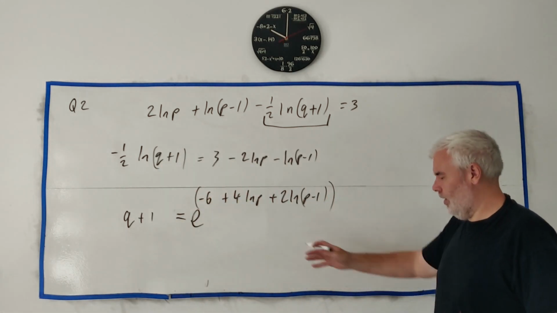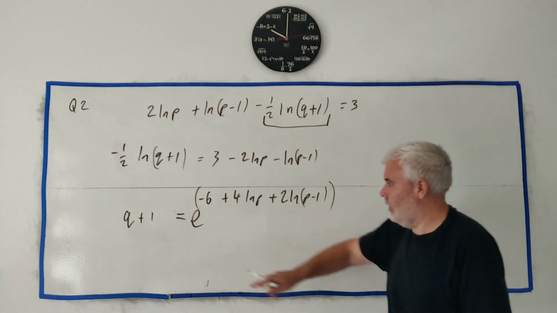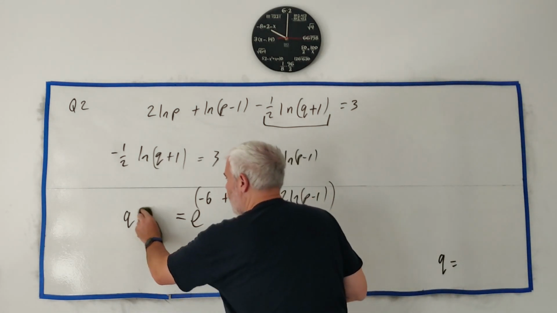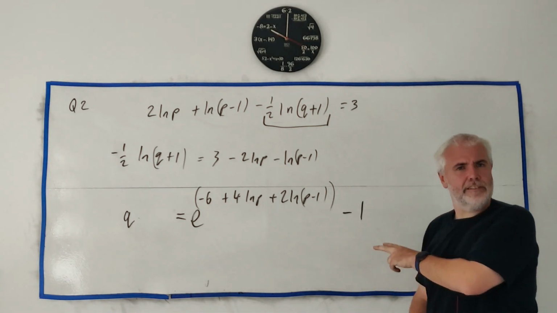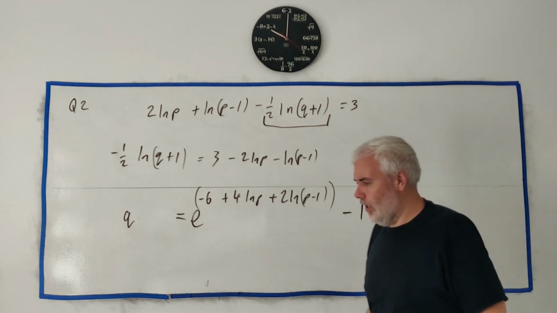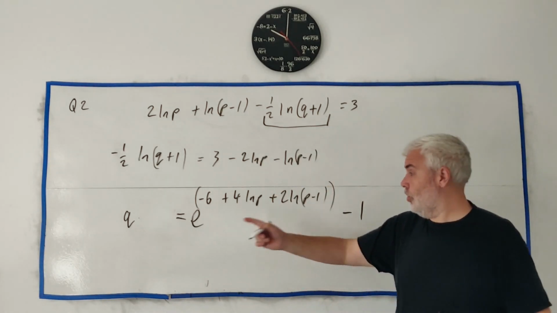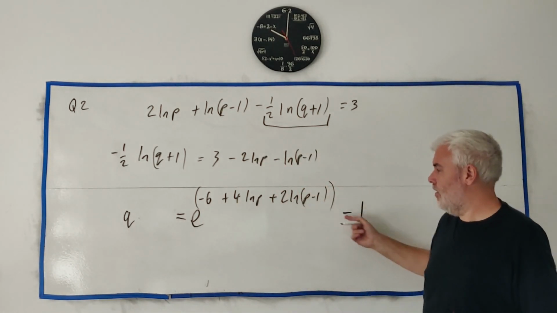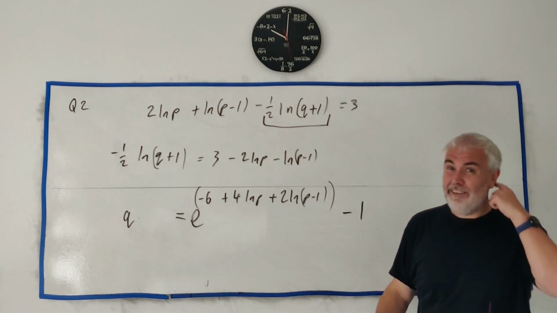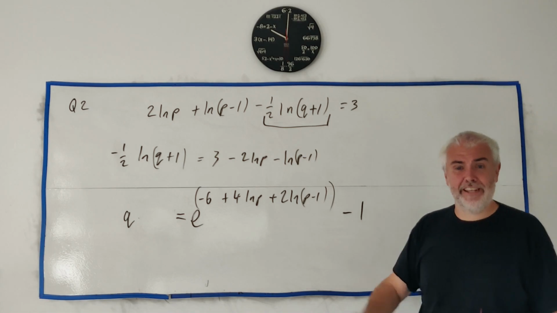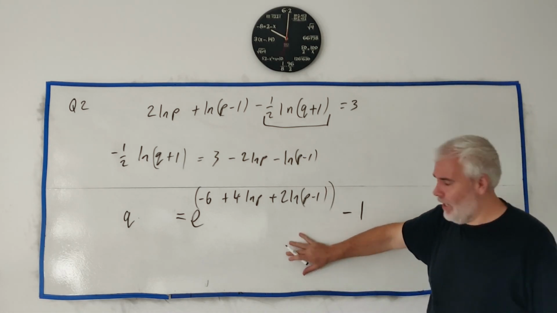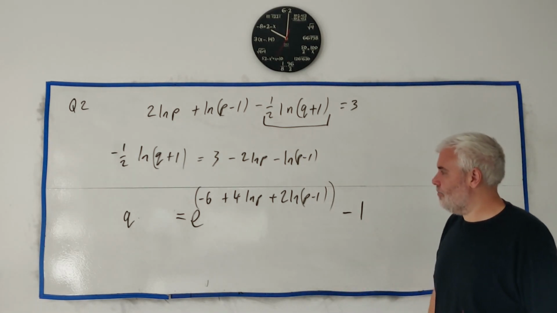I'll continue to save myself a bit of ink here by moving this plus 1 now. That becomes a minus 1. I would argue this is the correct answer. It's full marks. They asked for q in terms of p. That's what we have here. But we can definitely get it a bit neater than this. And I wouldn't be at all surprised if they take away half a mark or even a whole mark for leaving your answer like this.